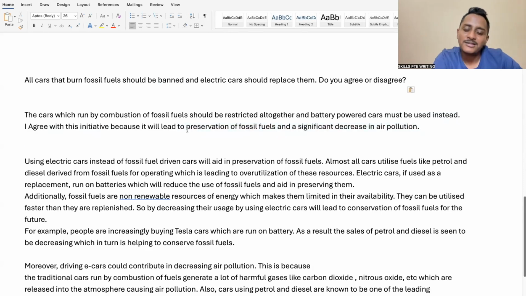So his point is we can preserve the fossil fuels, which once depleted are gone. So let's preserve them. How do you preserve them? Let's not use them for cars. And how do you run cars? By electric cars. And air pollution also will go down. For these two reasons, it's better to use electric cars.